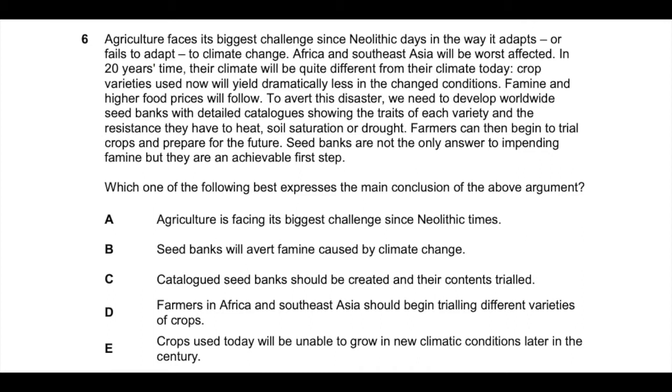The correct answer is C because of the following. Option C is correct because the central argument of the passage is that the first step to averting famine is to create catalogued seed banks that can be trialed by farmers, and this option best expresses this.